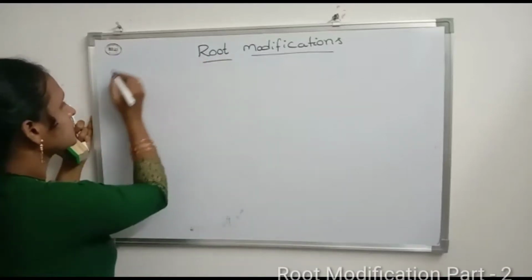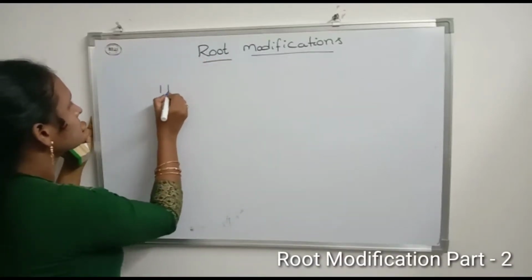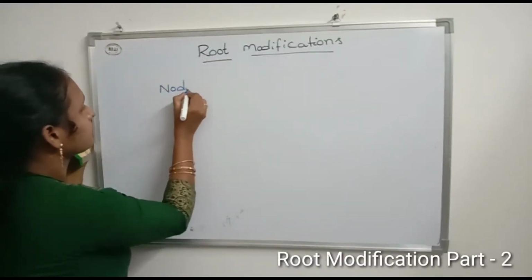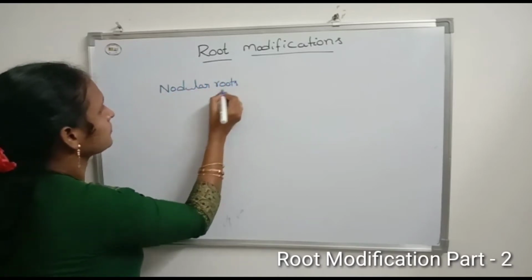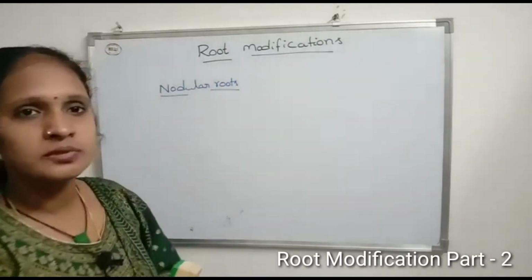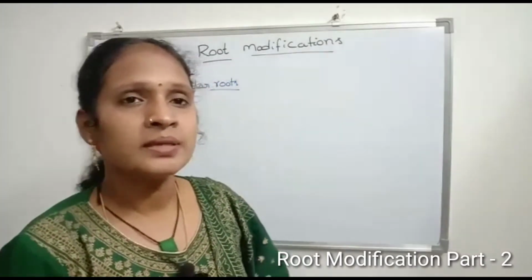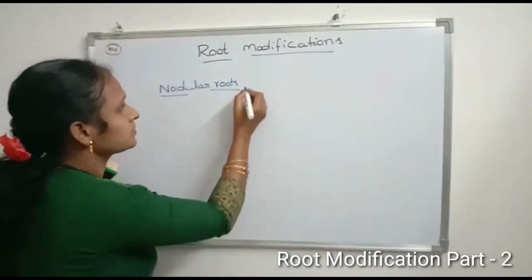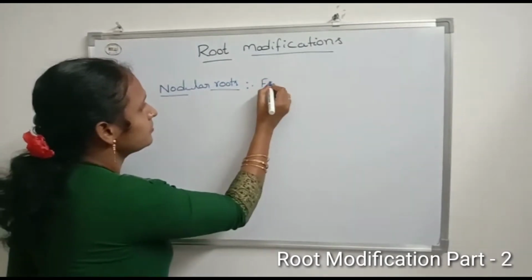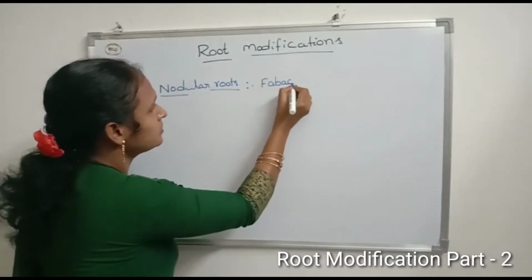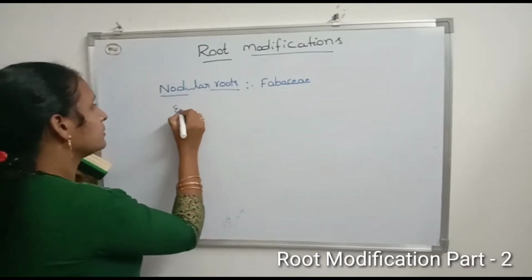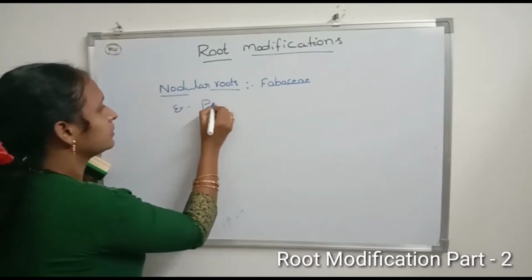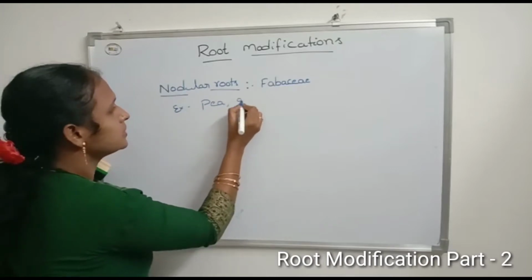Root modifications, nodular roots. This type of root is found in the members of Fabaceae plants. Fabaceae plants means dicotyledon plants. Example: pea and groundnut.